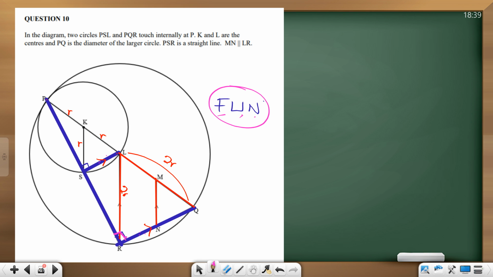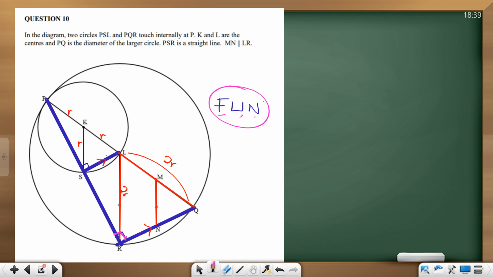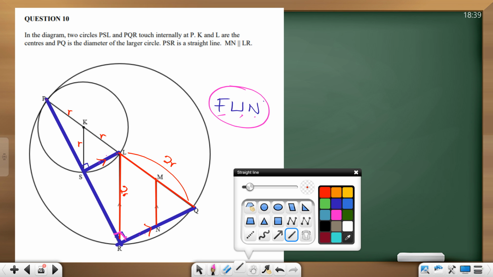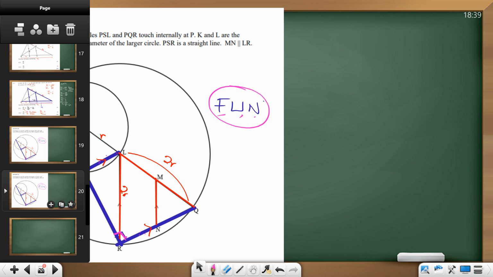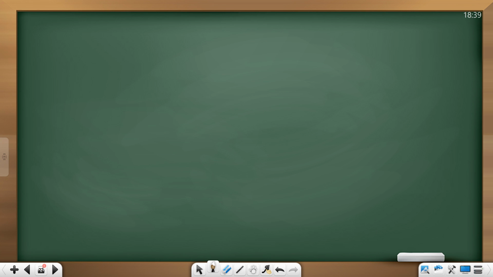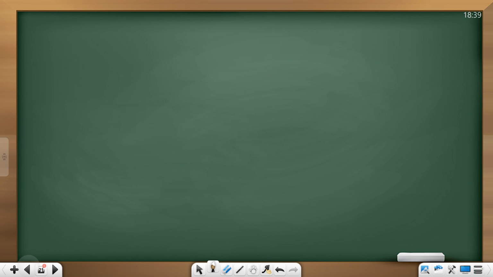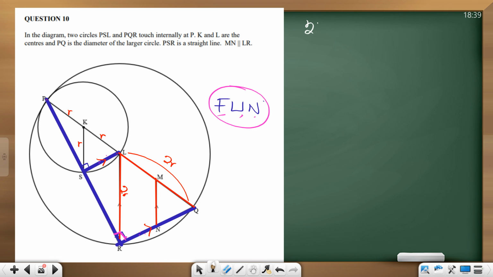All right. So what do we know? Let's write that down. So we can say KS. Okay, just so we are on the same page. We want to prove that 2KS is equal to LR. Let me get the question again. What are we proving? I want to keep the diagram. 2KS is equal to LR.